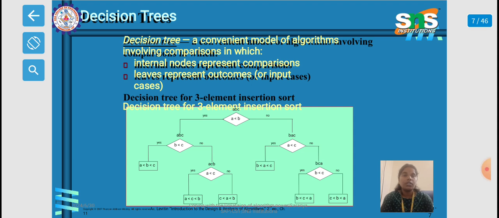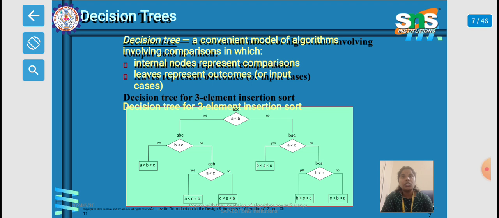Then our next video is a decision tree. A decision tree is a convenient model of algorithms involving comparison, in which internal nodes represent the comparison and leaves represent the outcome for input cases. The decision tree for a three-element insertion sort.